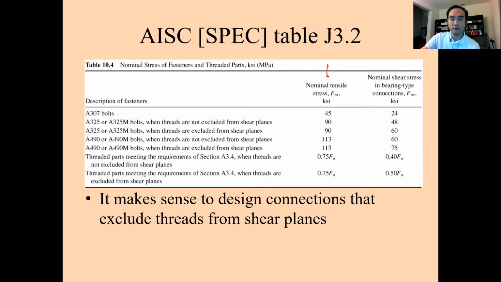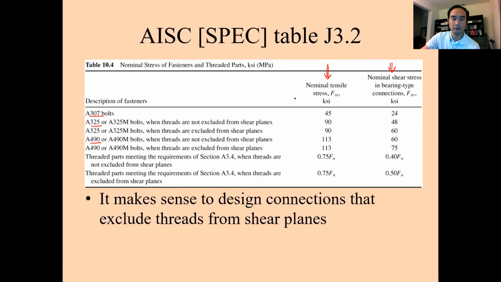And we have two different failure mechanisms. One is when the bolted connection is under tension. The second column is when the bolt fails in shear. Depending on the material properties, 307, 325, and 490. And here we have two different cases: when the threads are not excluded from the shear plane, or are excluded from the shear plane.